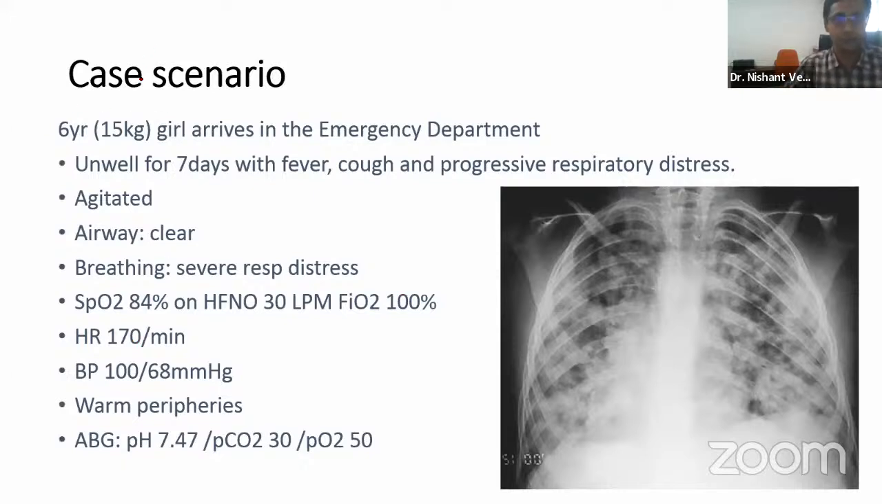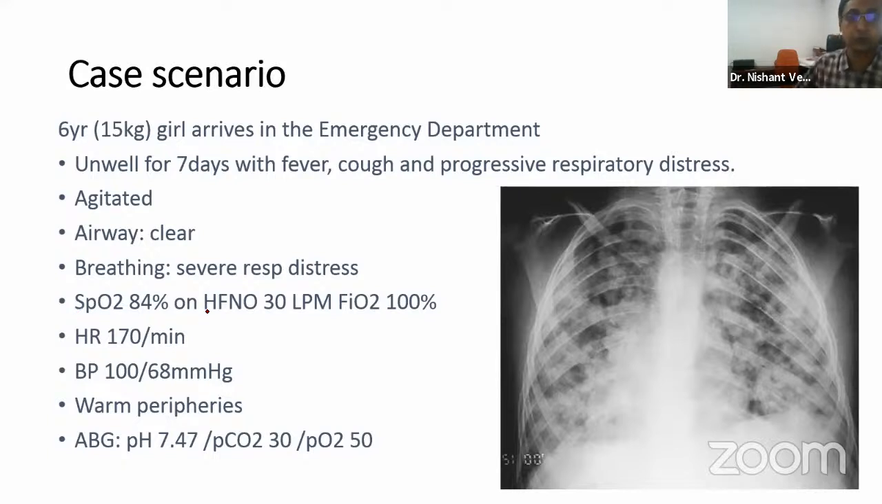So in the last, we'll just see a case scenario to learn whatever we have discussed till now, to revise. Okay. So we have a 6-year-old COVID positive girl who arrived in the emergency department. The child was unwell for 7 days. She had fever, cough, and progressive respiratory distress. When she came to the emergency, she was agitated. Her airway was clear. So she was conscious, airway was clear, but she was agitated. She had severe respiratory distress.